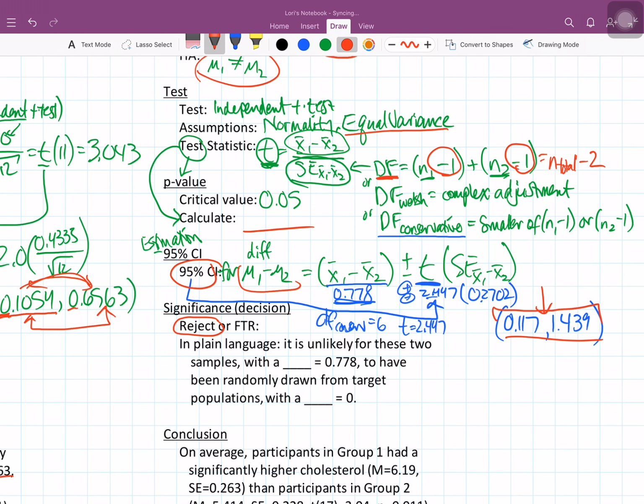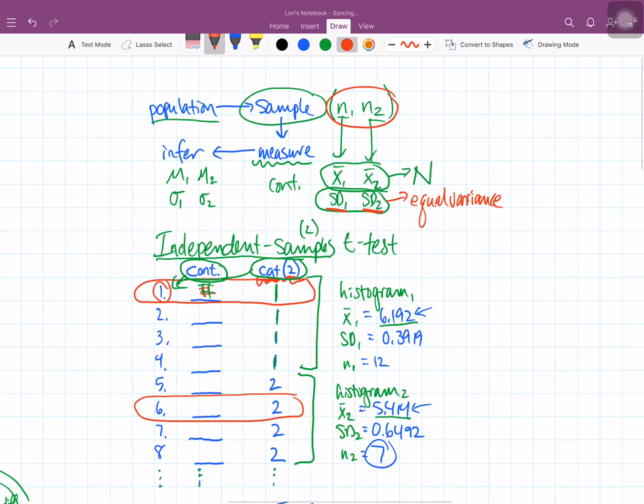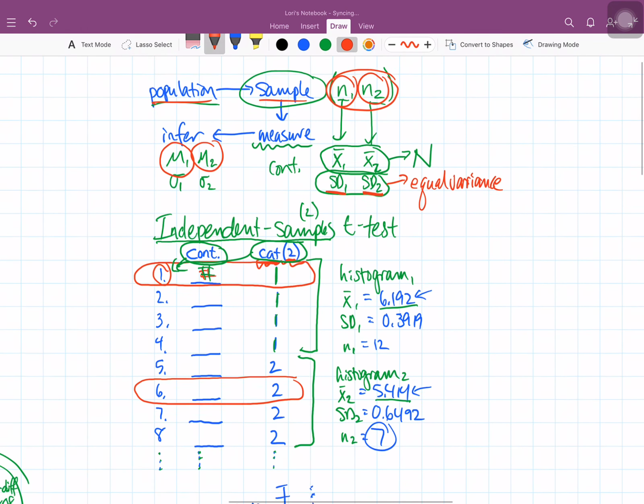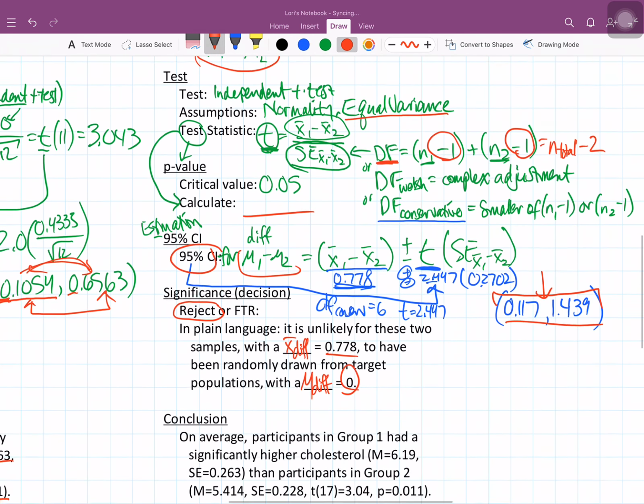In other words, it's unlikely for these two samples with a sample difference of 0.778 to have been randomly drawn from target populations that have population differences equal to 0. So in the population, when we started out and we drew a sample from that, it would be pretty unlikely for us to draw these two samples if the underlying actual population means did not have that distribution.